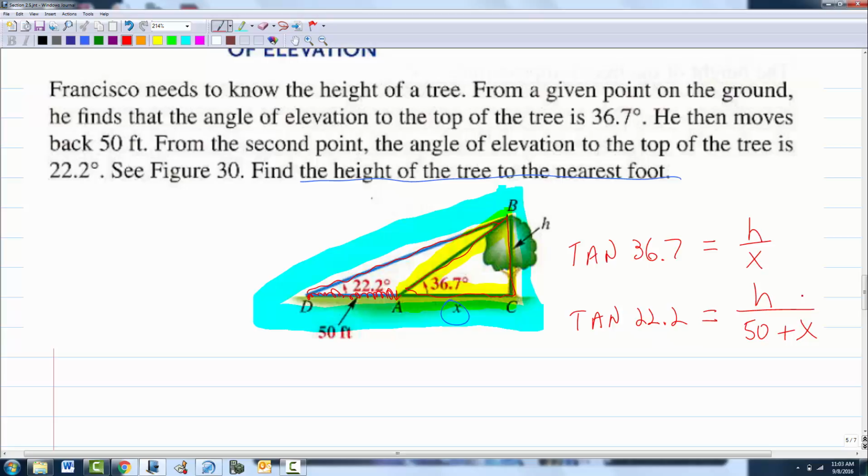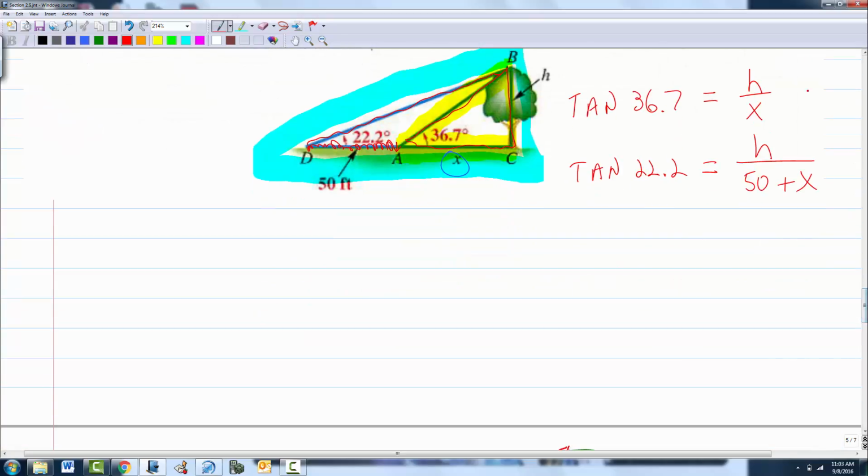Solving a system. You guys solve systems in Math 2 and Math 3, haven't you? Everyone's looking at me like I'm a clown. So guess what? Multiply both sides by x. Multiply both sides by 50 plus x. Sorry for writing that all bad. We should have parentheses around that.